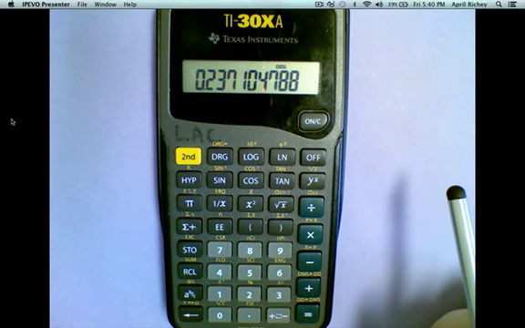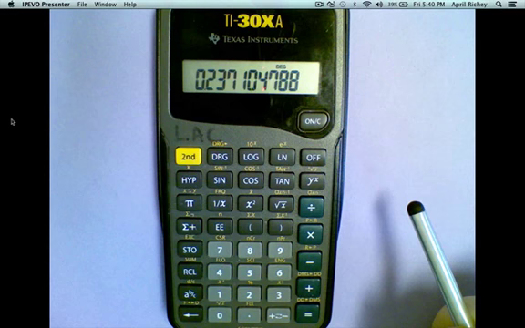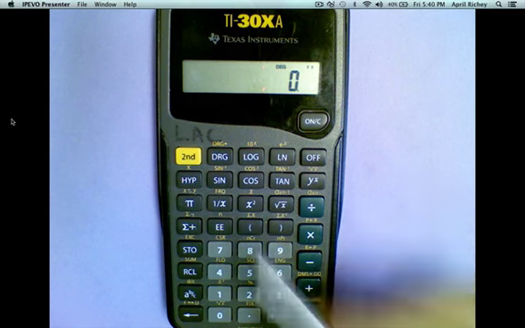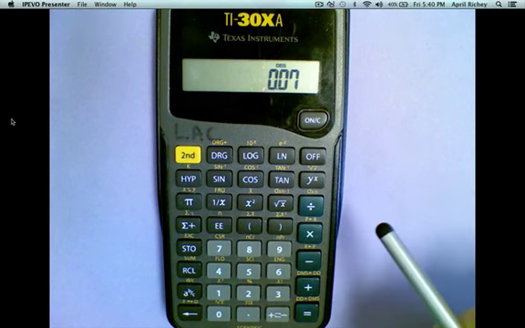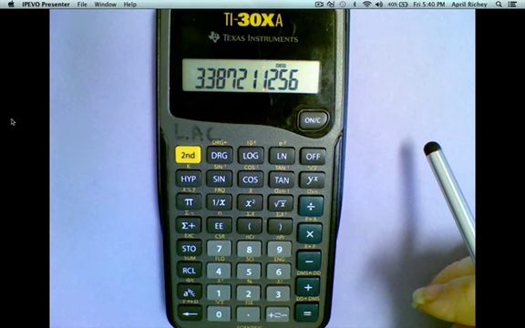Now I'm going to divide this by the 0.07 divided by 1. And since 0.07 divided by 1 is just 0.07, you could divide this by 0.07. But for practice, I'm going to go ahead and do it with the parentheses. So divided by parenthesis 0.07 divided by 1, and close your parenthesis and hit equals. And I get 3.3872.